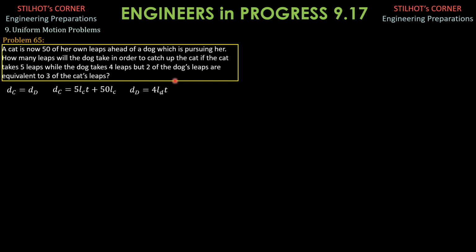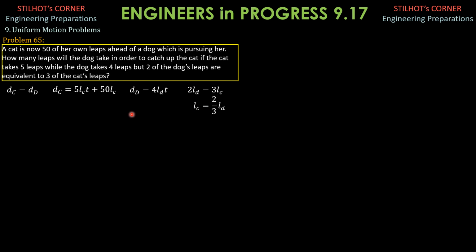And it is mentioned here that 2 of the dog's leaps are equivalent to 3 of the cat's leaps. This pertains to the length of each leap. So we also set that up so that we can express the cat's leaps in terms of the dog's leaps. So 2 dog's leaps is equal to 3 cat's leaps. Therefore, the cat's leap is equal to 2/3 of the dog's leap.